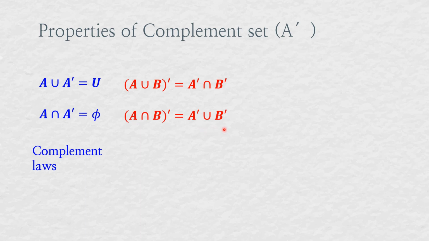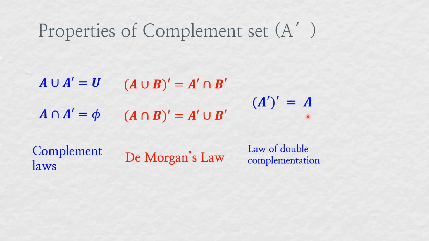If we take the complement of the complement of set A, the result will be the set A itself. This is called the law of double complementation. And if we take the complement of an empty set, the result will be the universal set, and if we take the complement of the universal set, the result will be an empty set. These are called laws of empty set and universal set.